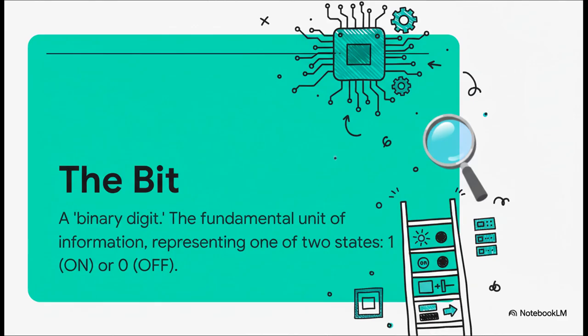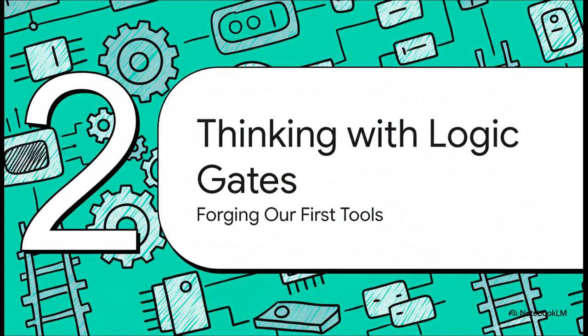Every photo you take, every song you stream, every line of code in an app is, at the end of the day, just a gigantic collection of these simple ones and zeros. So now we have our raw material, the bit. But a pile of Legos is just a pile of Legos. It's not a spaceship. We need some tools to start shaping these bits into something that can perform logic, something that can, for lack of a better word, think.